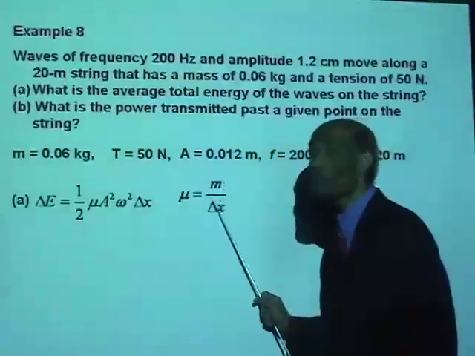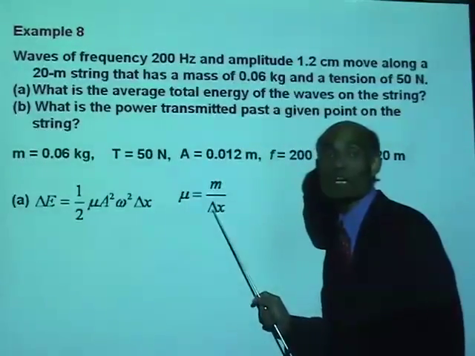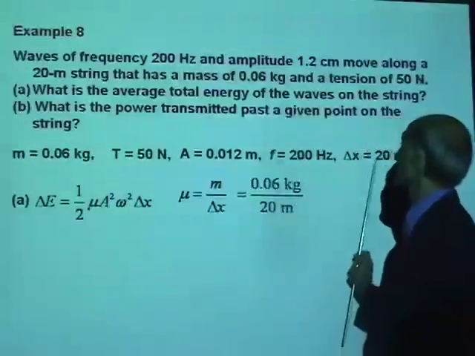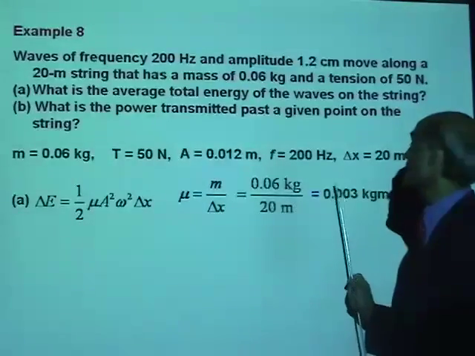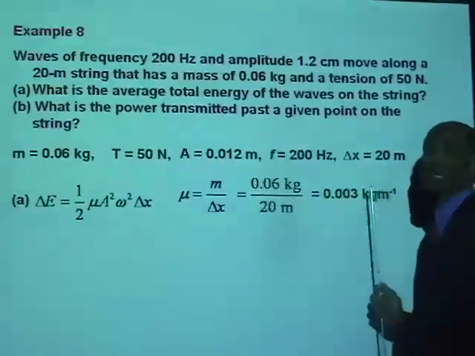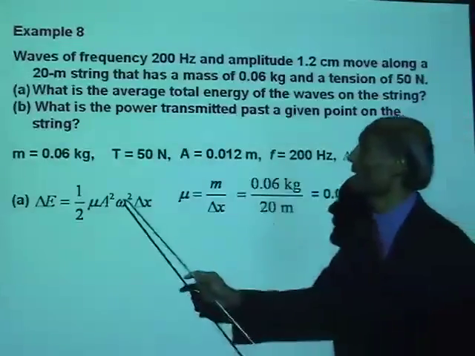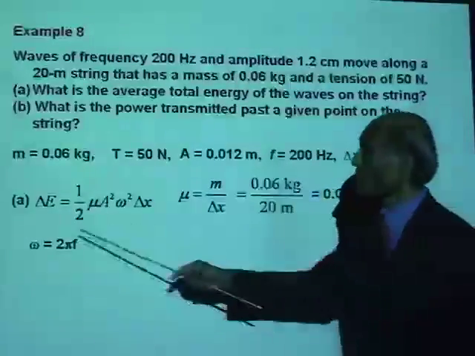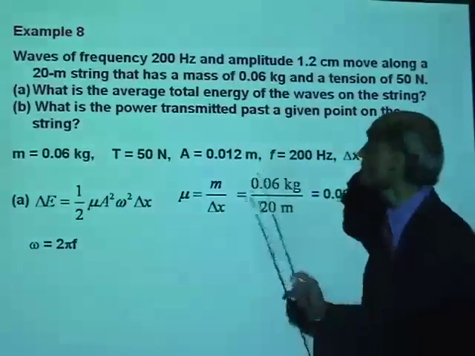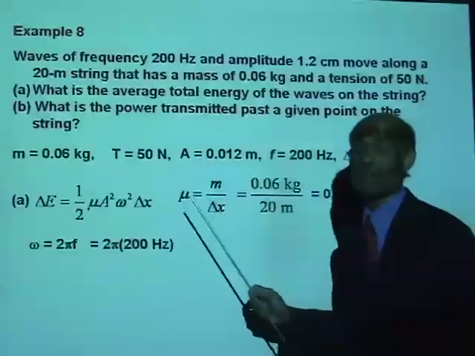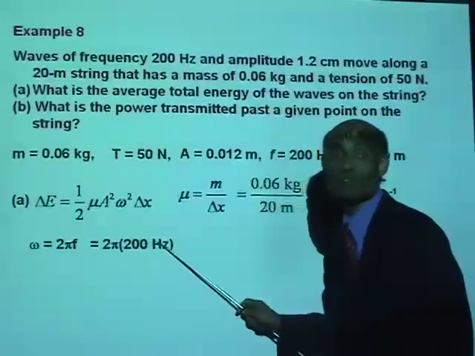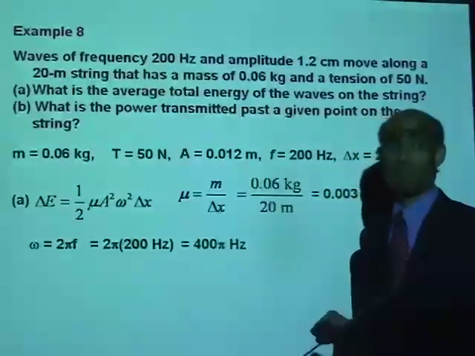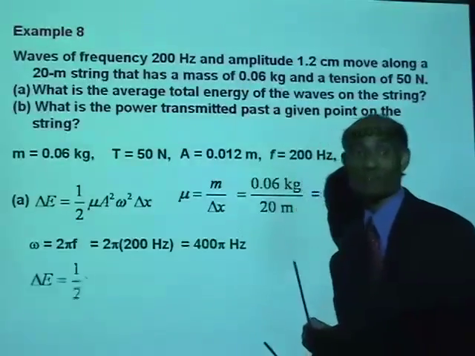Mu equal to m over delta x, mass per unit length. That will be 0.06 kilogram divided by 20 meter, that is 0.003 kilogram per meter. And that is our mu. So we got the value of mu. Omega equal to 2 pi f. F is 200 Hertz. That will be 2 pi times 200 Hertz, that will be 400 pi Hertz. I think we have now all those values.